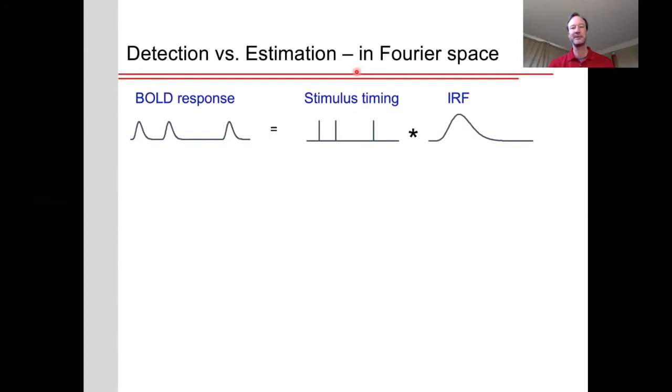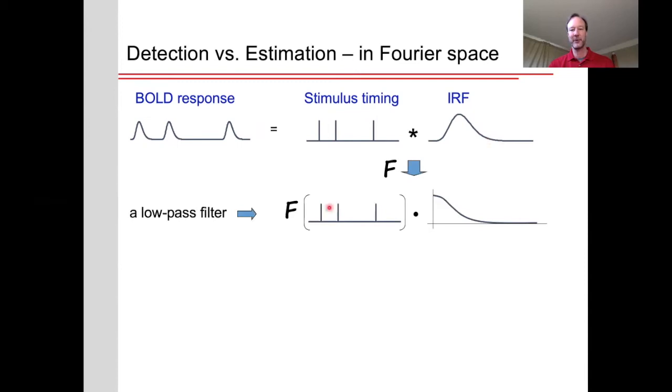Now, briefly, this difference between detection and estimation, that is, using a fixed response shape versus estimating the response shape, can be understood by looking at what's going on in Fourier space. So this explanation is for those of you who have some knowledge of Fourier transforms. For example, we can model the BOLD response as a stimulus timing convolved with some impulse response function shape. And what's happening in the frequency domain is that this is the same as the Fourier transform of our stimulus timing multiplied by this low pass filter.